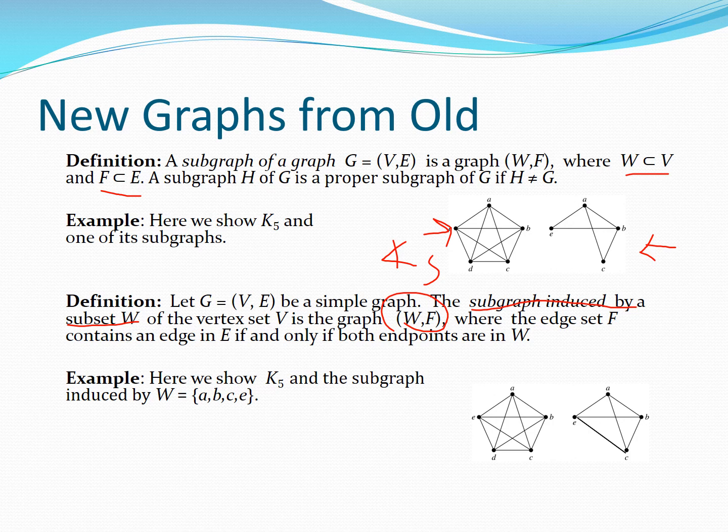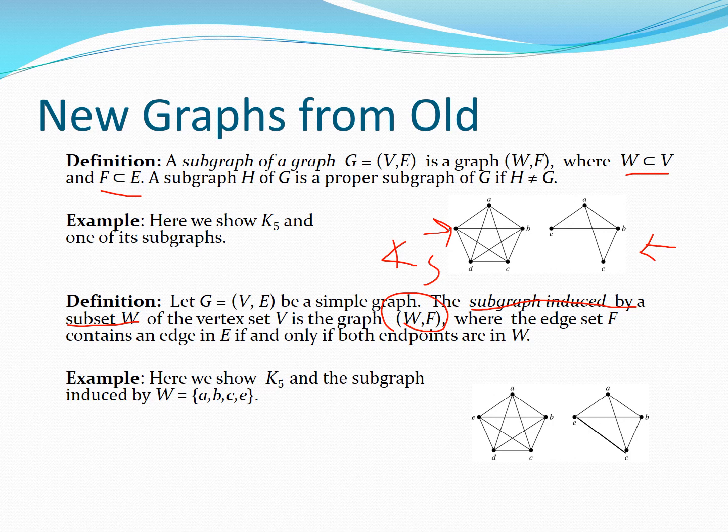However, what is the special case here? An edge which is in your set F, which is also in your set E, if and only if both the endpoints are in W. That means if both the vertices connecting an edge are in the subgraph, then the edge connecting them should also be in the subgraph.